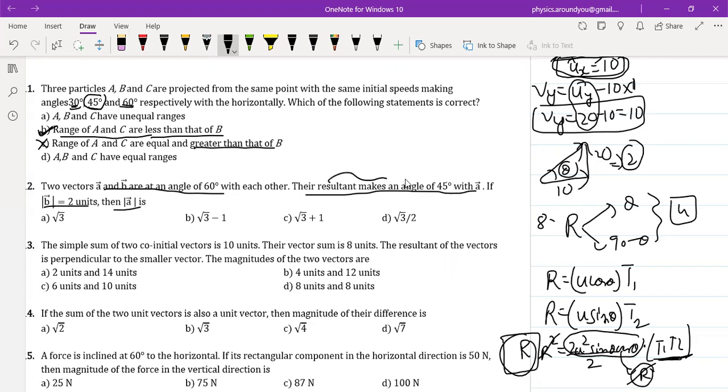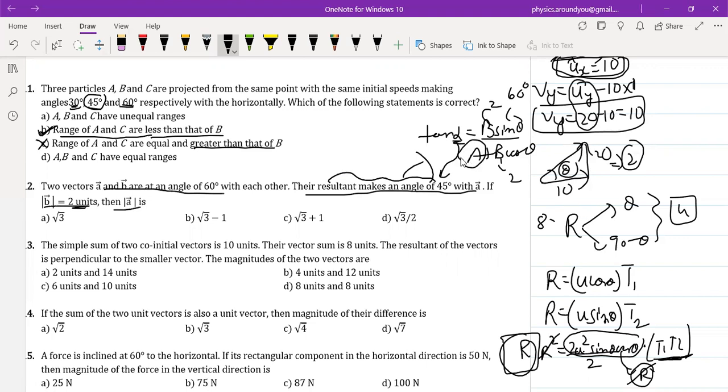The resultant makes an angle of 45 degrees. We immediately relate tan alpha equals B sin theta by A plus B cos theta. I put alpha as 45 degrees, theta as 60 degrees, and the magnitude of B is 2 units. So this will be 2 cos theta, where sin theta is root 3 by 2 and cos theta is 1 by 2. The only unknown is A, and that's what we will find out.